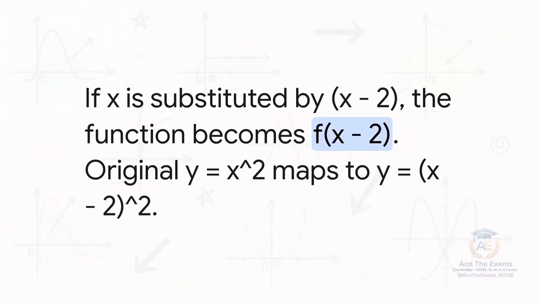Here is exactly where the math throws us a curveball and where examiners love to catch students out. When the constant is incorporated within the original function, it behaves inversely to what you might expect. If we take a base function, say y equals x squared, and substitute x with x minus 2, we map it onto y equals (x minus 2) squared. That minus sign actually shifts the graph in the positive horizontal direction. It moves to the right.